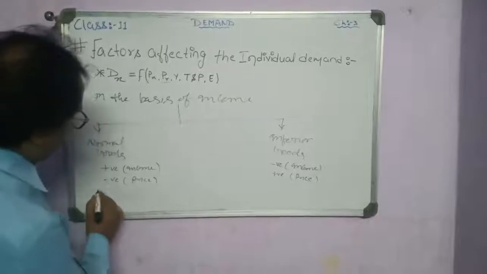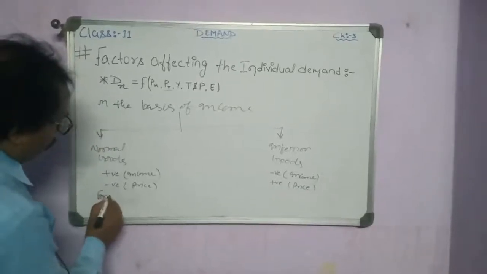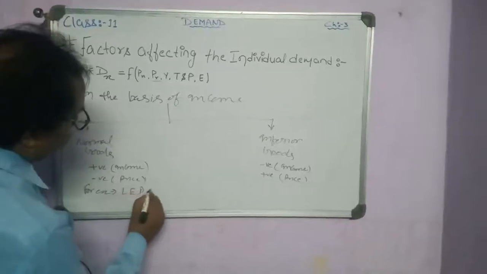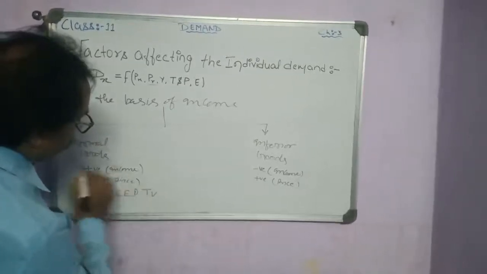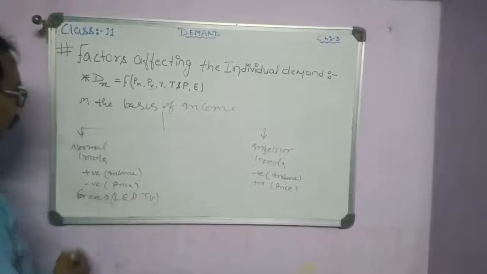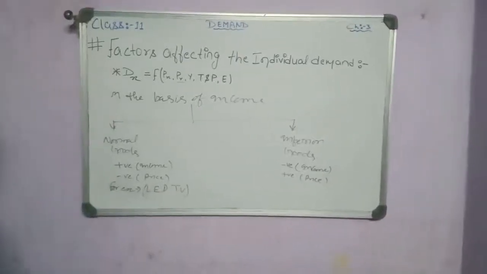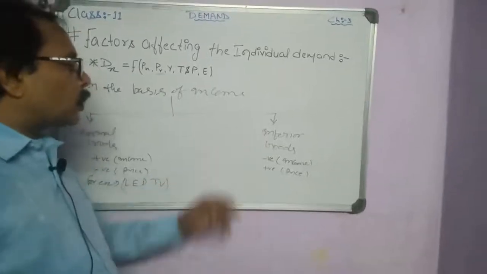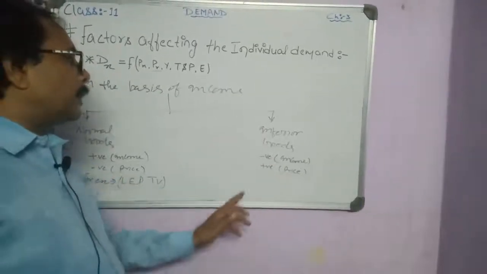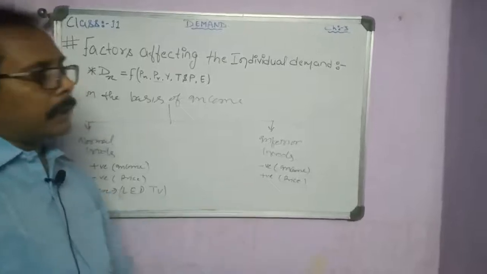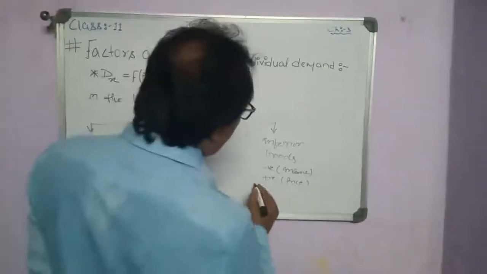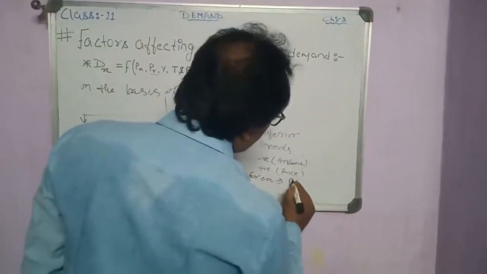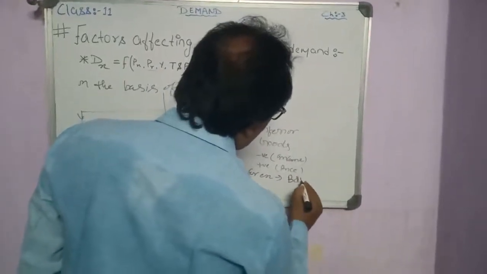For example, that is LED TV, computers, laptops, etc. Now come to inferior goods. Inferior goods are those goods which have a negative relation with income but a positive relation with price. For example, that is the black and white TV.